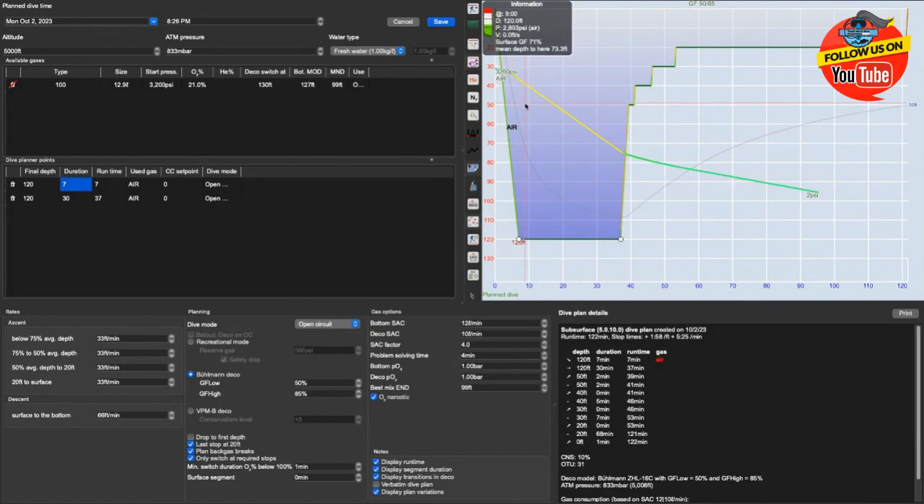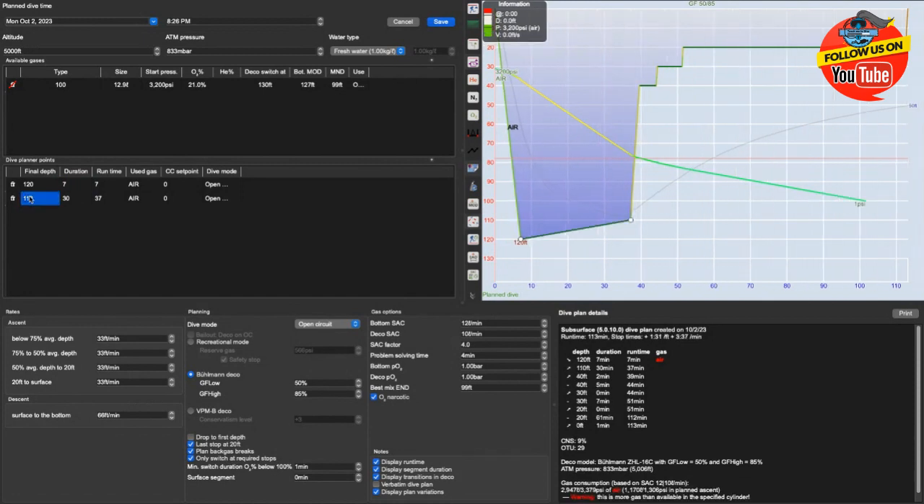So here's the problem with this, though. As we look at this, who among us has ever done a dive where we stayed perfectly at 120 feet? Never. Nope. Our dives look more like 110 for 3 minutes.